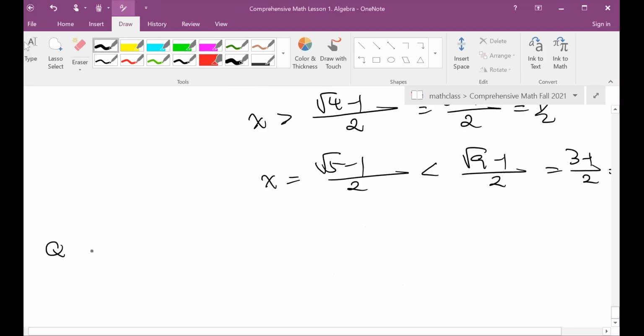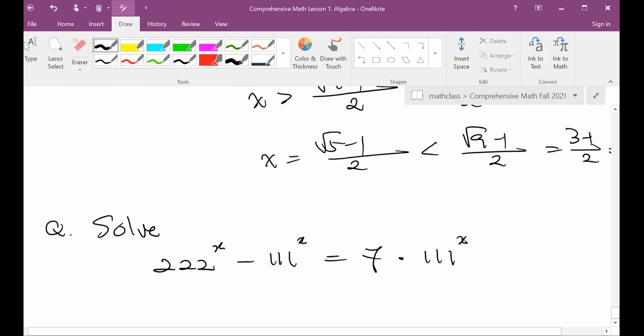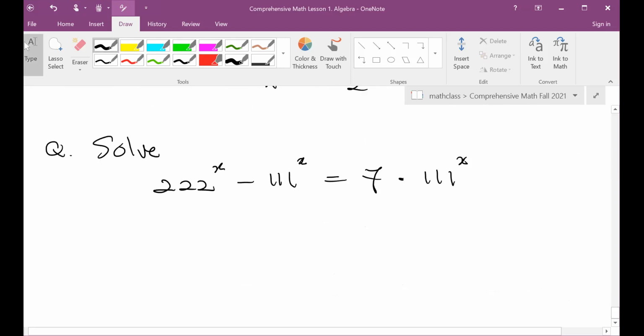All right, here's the next problem. I wanted to solve it. Solve 2 to the power x minus 111, 111, okay? Times 7 times 111 to the power x. Yeah, please work on this. If you get answers, post it to me.